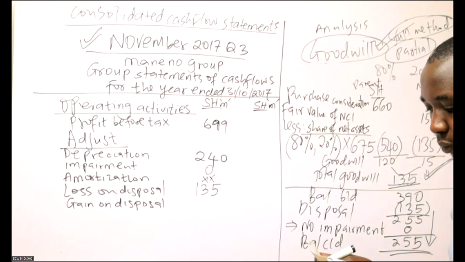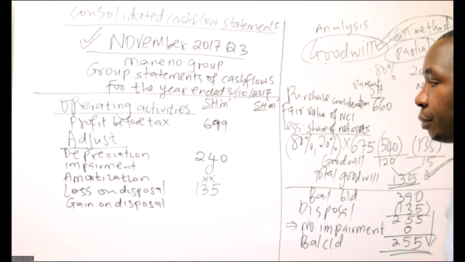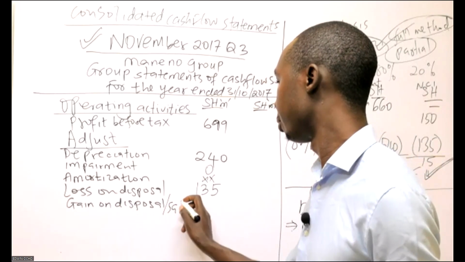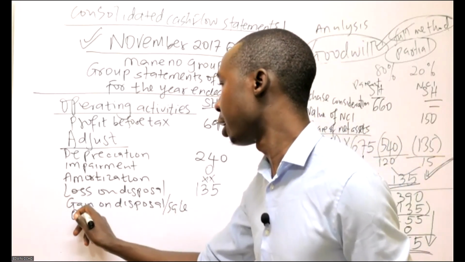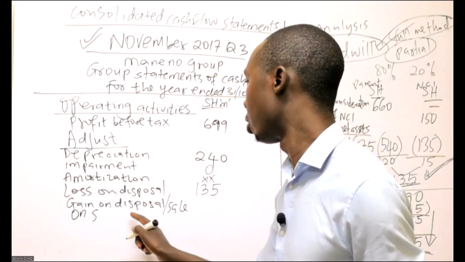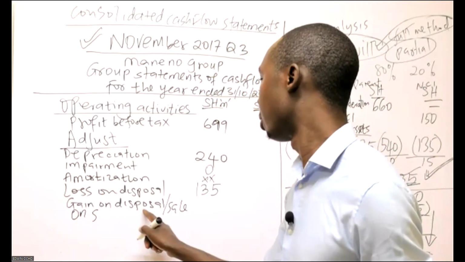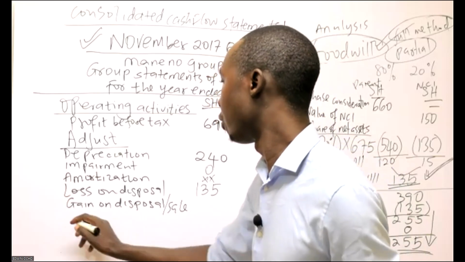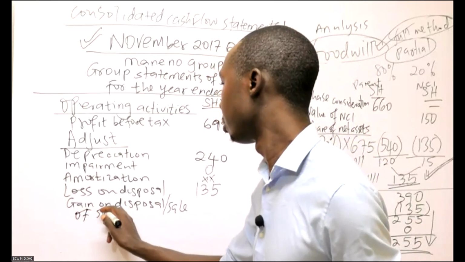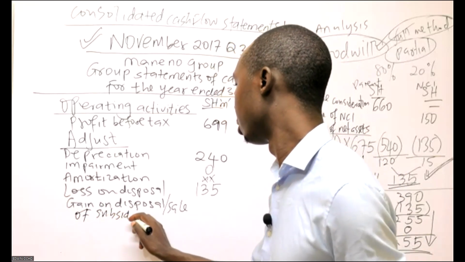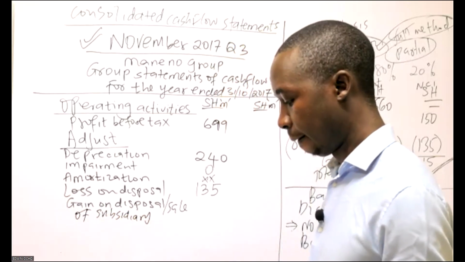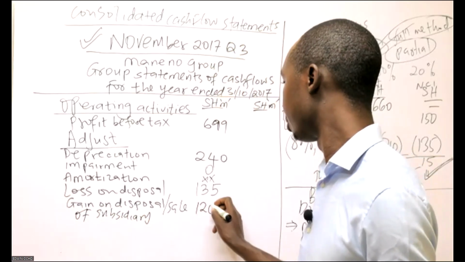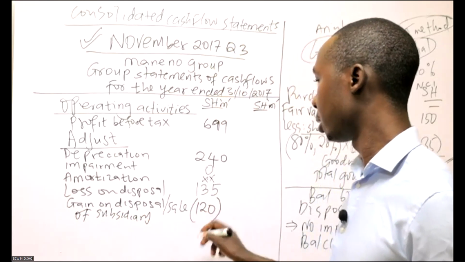Then there is a gain on sale of subsidiary. Gain on disposal, stock sale of subsidiary. That is from the income statement. Gain on disposal, stock sale. Disposal is the same as sale of subsidiary. That is from the income statement, it is 120. But that one was added, so we subtract.